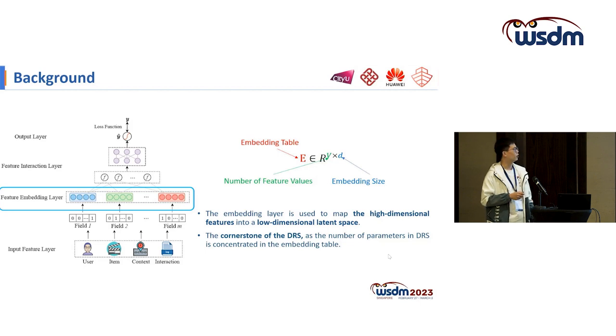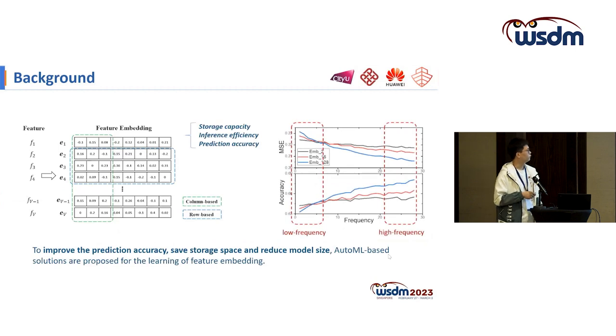The feature embedding layer is one of the most important components for the deep recommendation models, as the number of parameters is concentrated in the embedding table. The feature embedding layer not only affects the storage capacity and the inference efficiency, but also has a very important effect on the prediction accuracy.